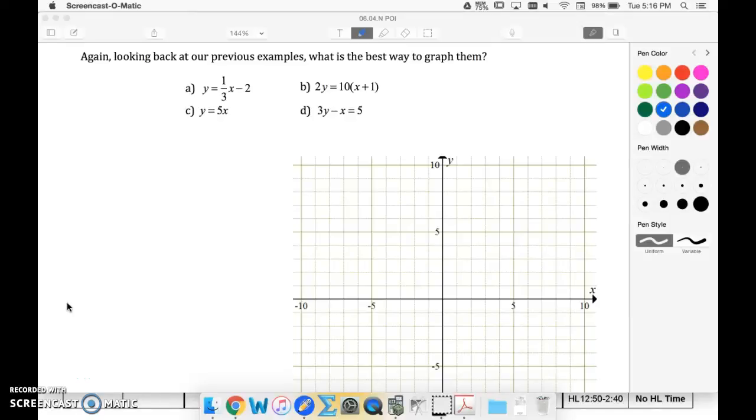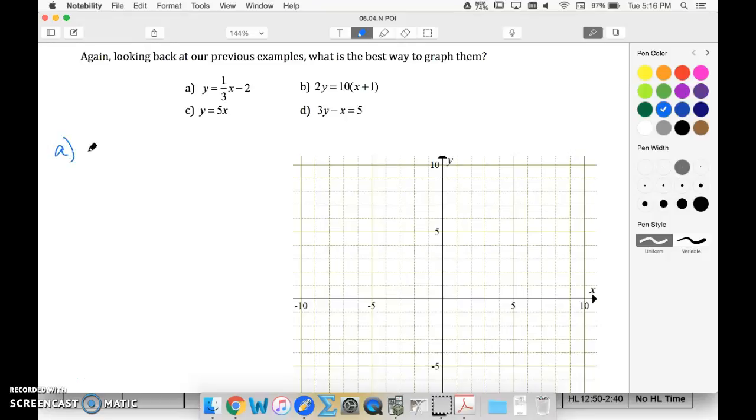All right, now we've got some lines and we want to think about the best way to graph them. In the case of line A, this is in slope-intercept form. So I can see my slope is rise 1, run 3, and my y-intercept is -2. So that's definitely the best way to graph this. Start at -2, and then go up 1 over 3, up 1 over 3, and so on and so forth.